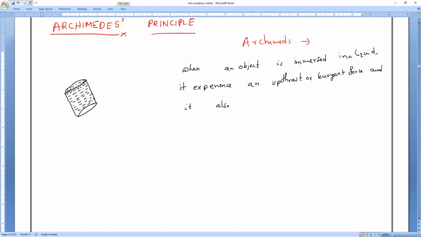As I said, whenever you jump into water, do you feel lighter or heavier in your body? Everyone, are you feeling lighter or heavier? Lighter. That is because of buoyancy force or upthrust. So remember, he found that a body experiences an upthrust or buoyancy force, and also it displaces the liquid. That is the most important thing. Displaces the liquid. So what does displaces the liquid mean?